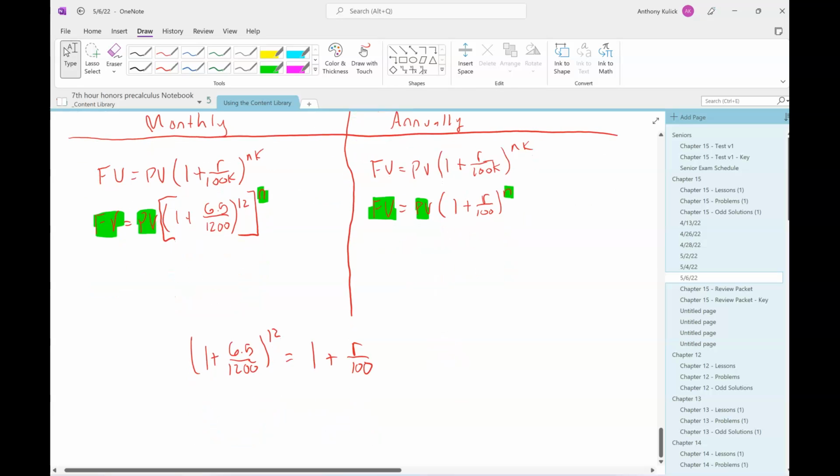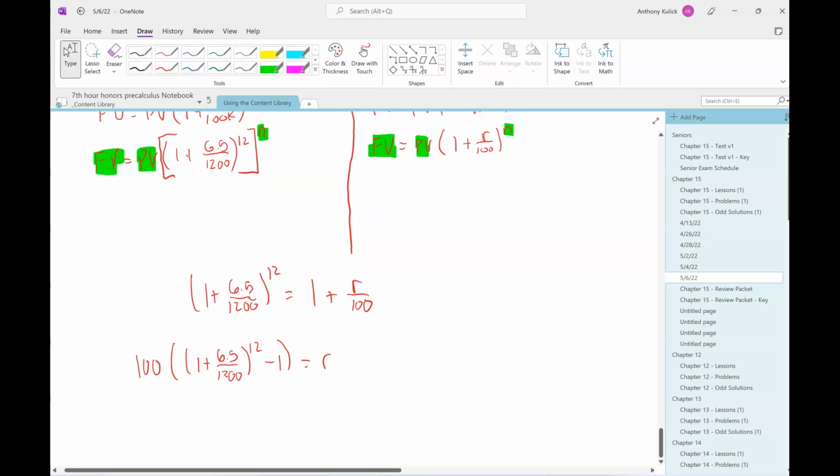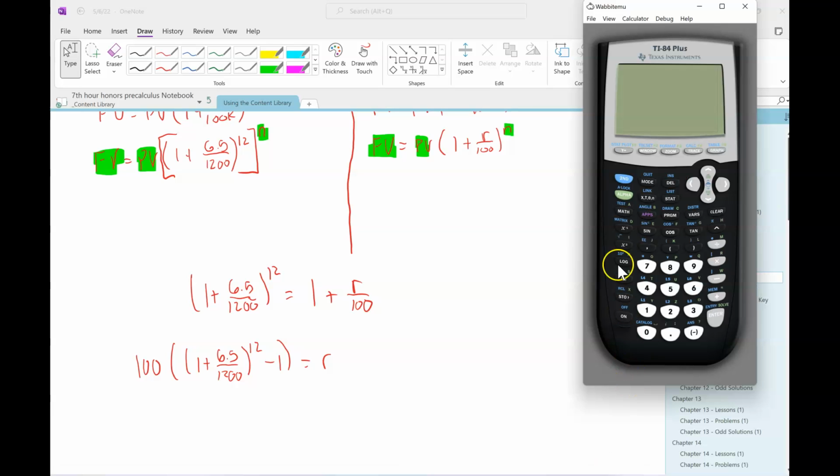Okay, so to solve for R, what do I need to do? How about I subtract 1 and multiply by 100? That sounds good, right? So 100 times parenthesis, parenthesis, 1 plus... so when I do that, I get about 6.7%.